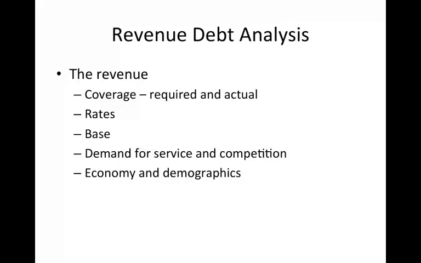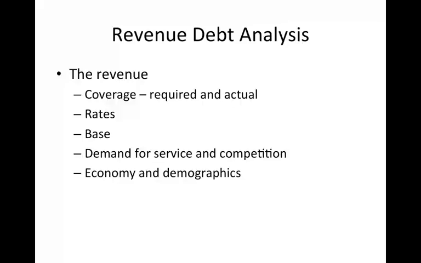So the rates might be a certain cost per 100 gallons of water consumed. The base is going to be water consumption. They're going to look at demand for service and competition. That's going to affect how much revenue they're generating. Is demand going up? Are people consuming more water? Is there another water utility that is a competitor? Generally, for water, there isn't. But if we're looking at a hospital or an airport, a parking facility, a golf course, those are things that have competitors both from other governments and from the private and not-for-profit sector.